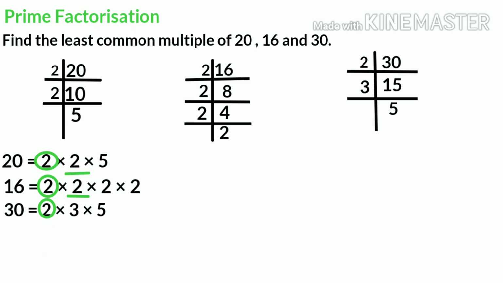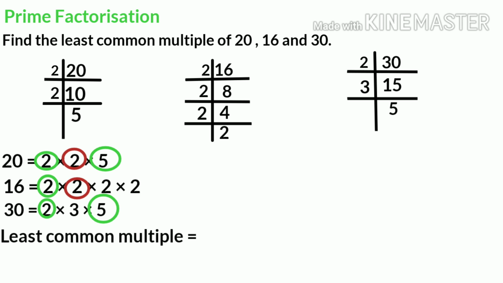And this 2 is common to 20 and 16, so we will also circle this. And the number 5 is also common to 20 and 30, so we will also circle this. Now, to get the least common multiple, we will multiply the common prime factors and the remaining prime factors. But remember, we will count the circled numbers only once.